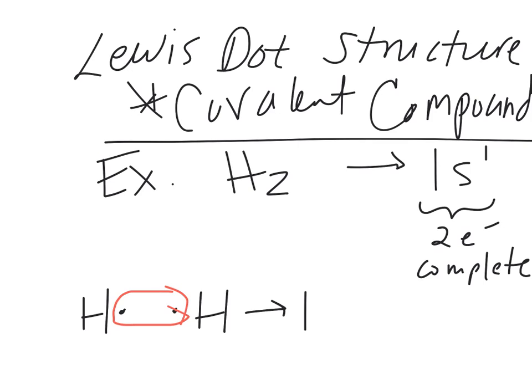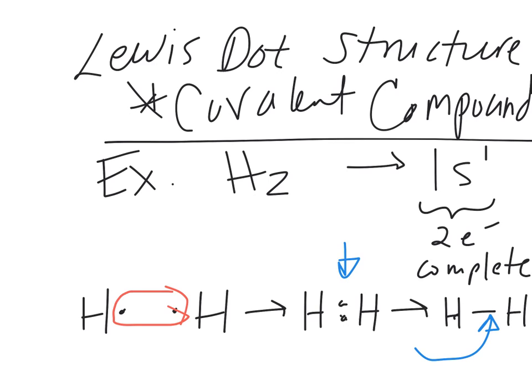So we could draw that in a couple of different ways. We could show it like this, where these 2 electrons between the 2 atoms represent the covalent bond. Or we could draw it like this, where the line between the atoms represents the covalent bond. And that line contains 2 electrons in it.